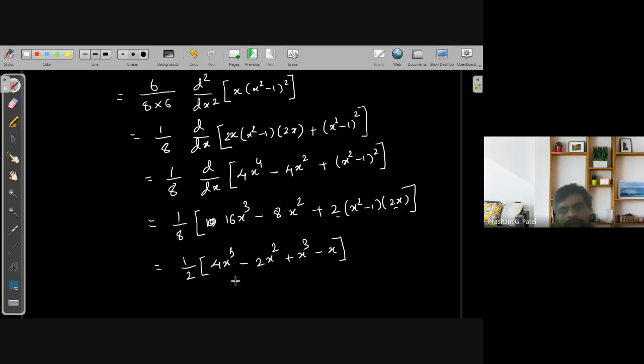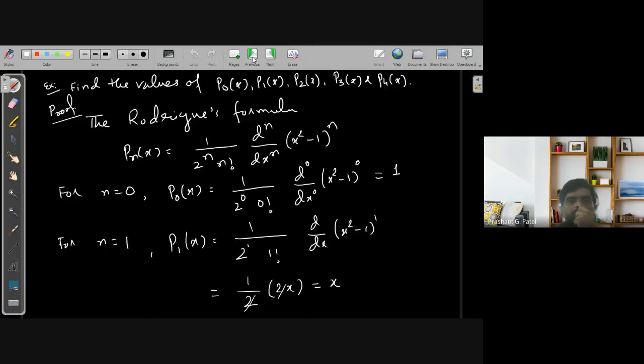Hence, the final answer you will have, it is 5x cube minus 2x square minus x. So this is your P3 of x. Similarly, I may give you as an exercise to calculate. This is a homework that you can do yourself for P4 of x.